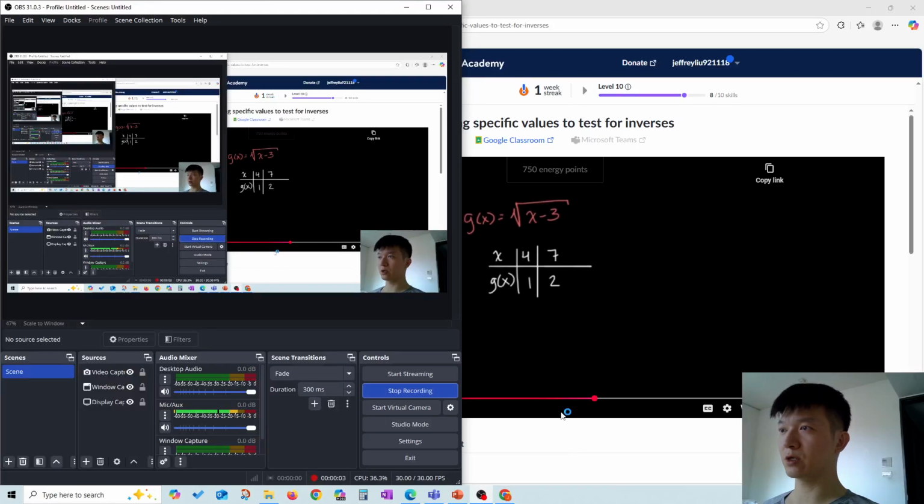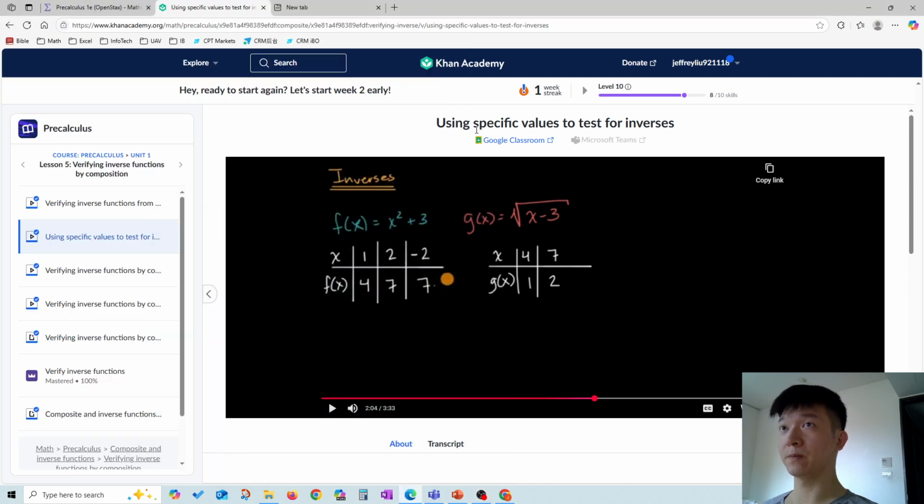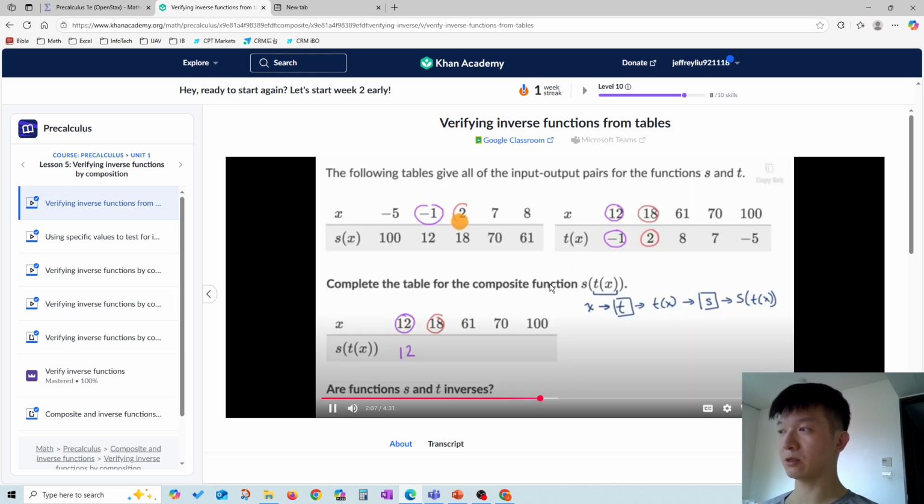Alright guys, so we are doing Precalculus and we are on verifying inverse functions. So here they will give you tables, right? You see these two tables, and your job is to find the values of s of t of x.